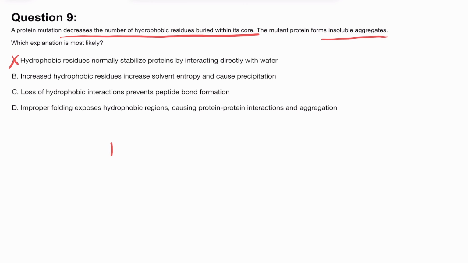Remember, hydrophobic residues like to be inside the core of a protein. They do not want to interact with water because that decreases the entropy, since water has to form hydration shells around hydrophobic residues. B. Increased hydrophobic residues increase solvent entropy and cause precipitation. Well, this isn't going to be the correct answer either. Remember, increasing hydrophobic residues is going to decrease solvent entropy. All those waters that were previously free to move around now have to form an ordered hydration shell around hydrophobic residues. And this is going to decrease the entropy of the solution.